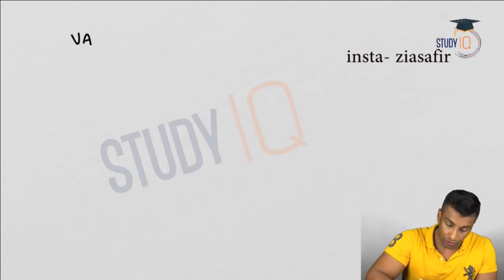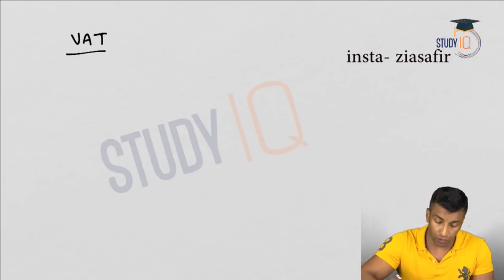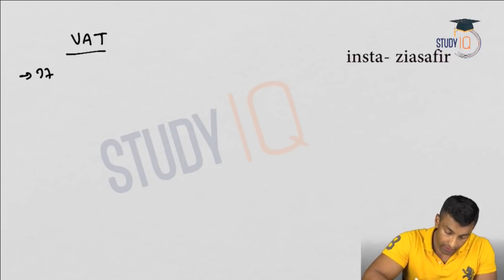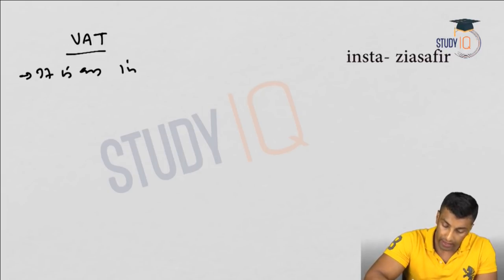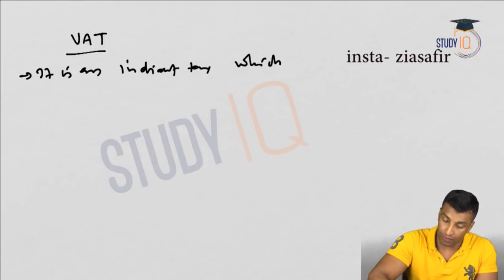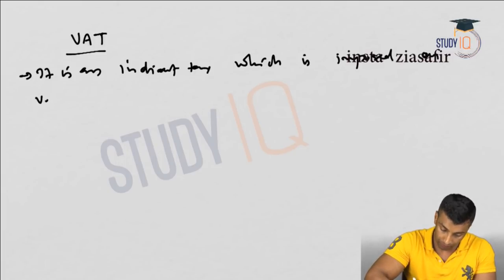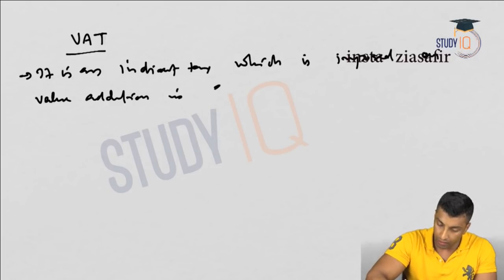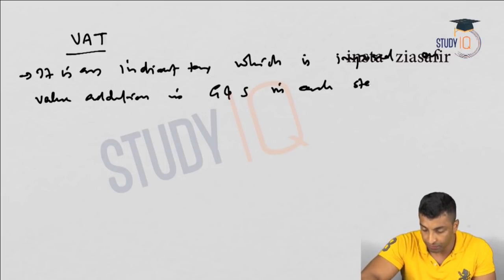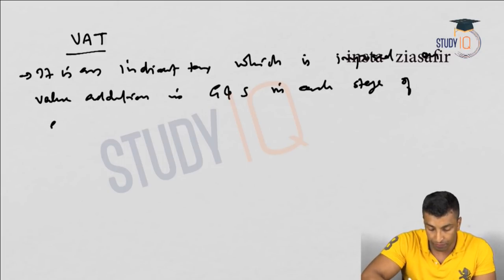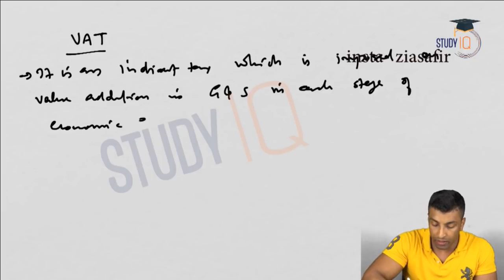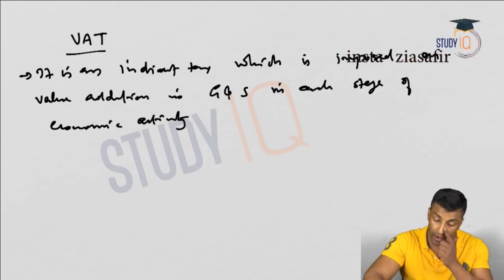So VAT. First let me write it down. What is it? It is an indirect tax which is imposed on value addition in goods and services in each stage of economic activity. So you can see here it is an indirect tax.